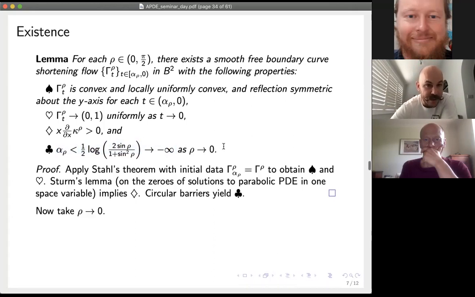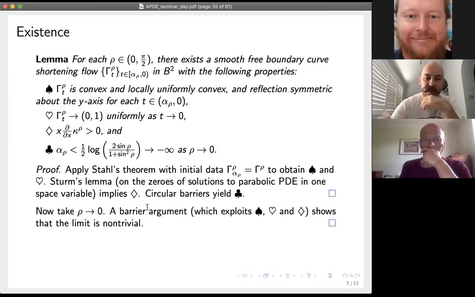Okay, so now we're done, right? We just take rho to 0. General nonsense gives us a limit. So we get an ancient solution, but there's a problem. That ancient solution could just be something trivial, like the limit bisector or something like that.